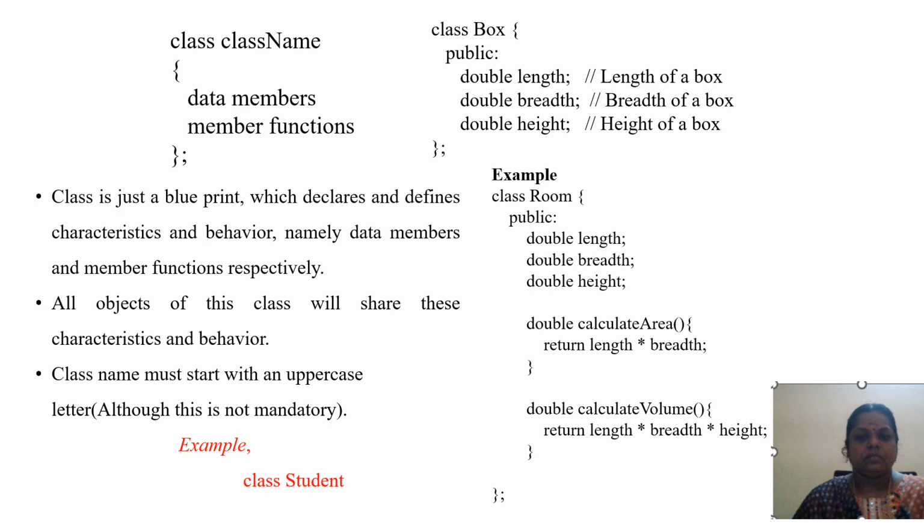So we can say that a class is just a blueprint which declares and defines characteristics and behavior, namely data members and member functions respectively. Blueprint means a car will give you a picture of an outline of how a car will look. But what are the attributes if I say it is a red color car? If I say the type of car is a Figo, they are all called what? Member functions or data members.